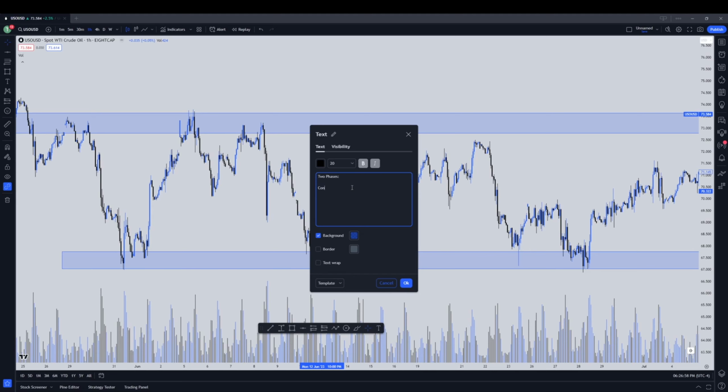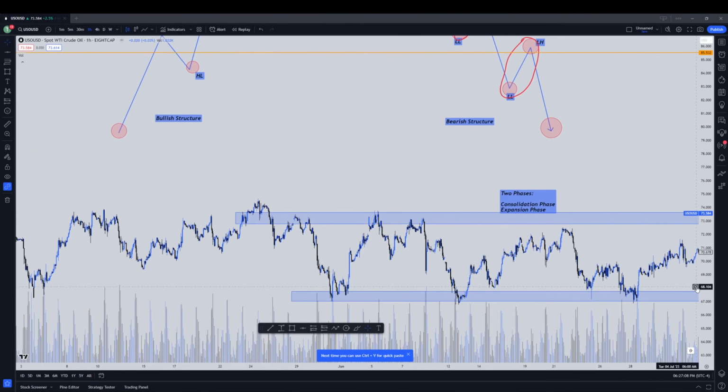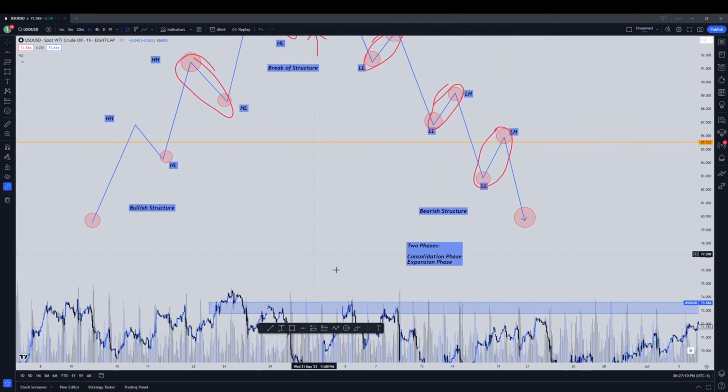So there are two phases. We have the consolidation phase, and we have what I call the expansion phase. We have two phases in the market, okay? And price will move between these two phases. It will shift between these two phases.